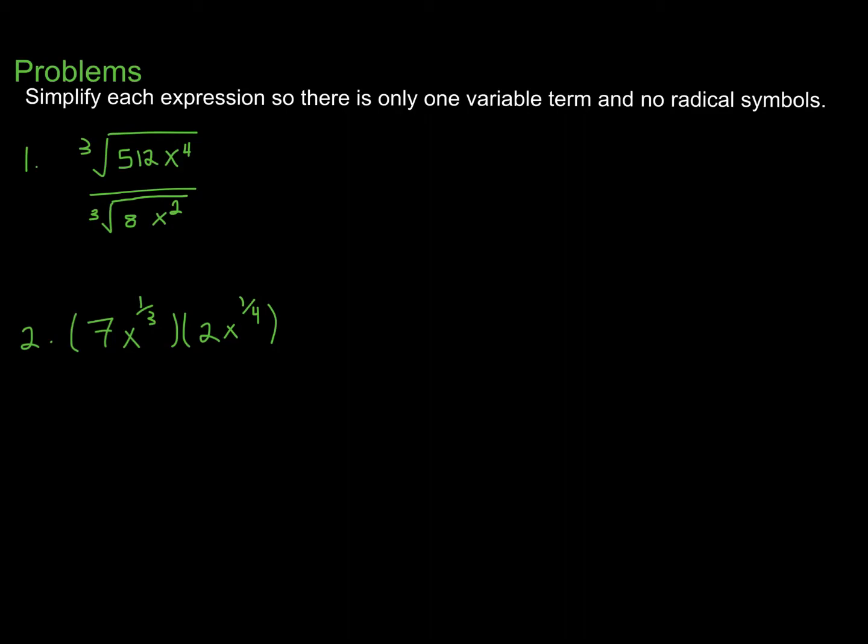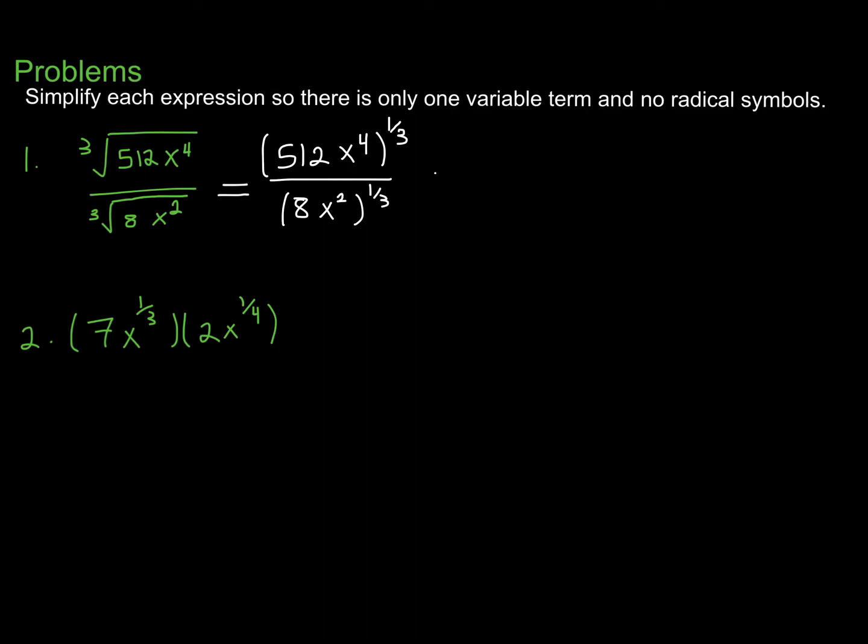Okay, so the first thing that I can do is simplify both the numerator and denominator here. I can rewrite each of these radical expressions with fractional exponents since I don't want any radical symbols. So my first step here is going to be to get rid of the radical symbols, and then I'm going to go ahead and try and combine the variables. So I'm going to have 512 x to the fourth, that's all to the first power, and so it's going to be all raised to the 1/3 divided by 8x squared all raised to the 1/3.